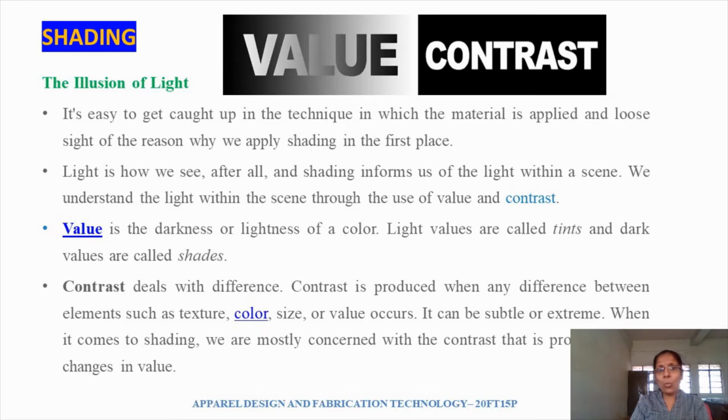Light is how we see after all, and shading informs us of the light within the scene. We understand the light, the scene, through the use of value and contrast. So where the light falls, that is considered as a value. Okay, and the other area is the contrast area. Value is the darkness or lightness of the color. Light values are called tints and dark values are called shades.